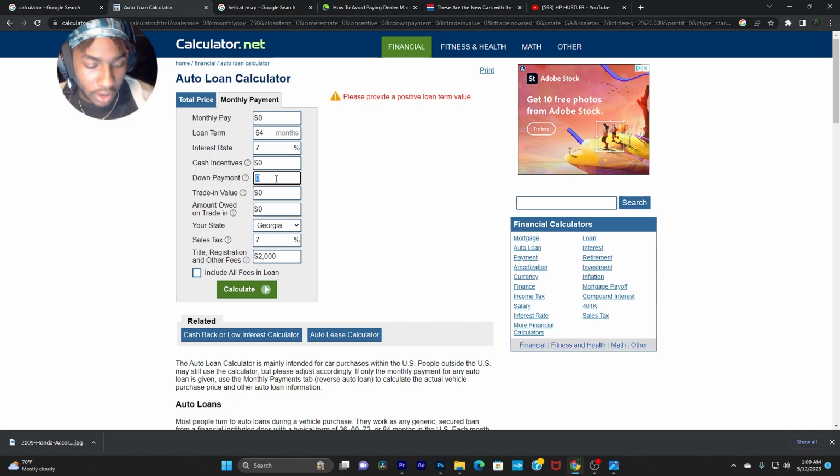Down payment, we already know is $16,400. Play around with these numbers if you want to. And now I'm in the state of Georgia, so you have the 7% sales tax. You can include all fees and loan if you want to, but these are just really rough numbers.